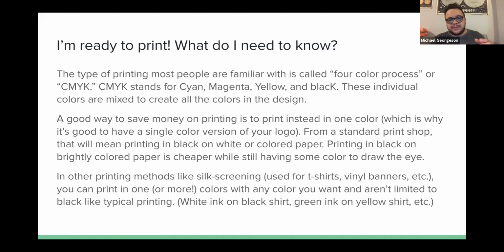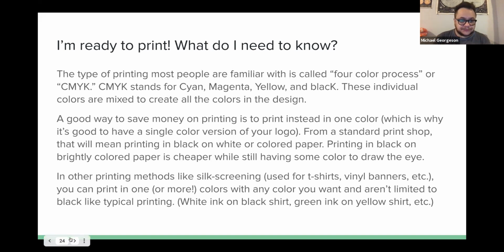With other, more high-end print methods, you can print one color on paper that's not black. That's usually called offset printing. There are other print methods like silk screening, which is used for t-shirts and stuff like that, where you can use any number of colors. You'll probably want to stay at three or fewer, but you don't have to print black. You could print white ink on black shirts or green ink on a yellow shirt. And again, the fewer colors you're printing, the cheaper it'll be.